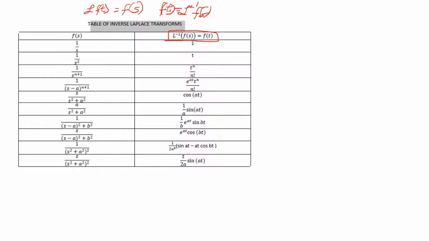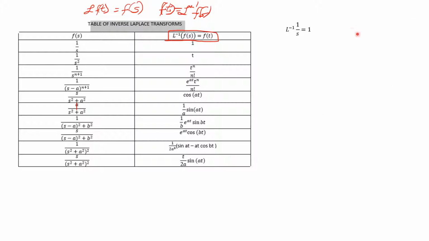Now this is not a but 1. This is 1 over s squared plus a squared. The inverse is 1 over a sine at. 1 over s minus a squared plus b squared, the inverse is 1 over b e to the at sine bt. s minus a over s minus a squared plus b squared, the inverse is e to the at cosine bt. 1 over s squared plus a squared squared, the inverse is 1 over 2a cubed times sine at minus at cosine at. s over s squared plus a squared squared, the inverse is t over 2a sine at.